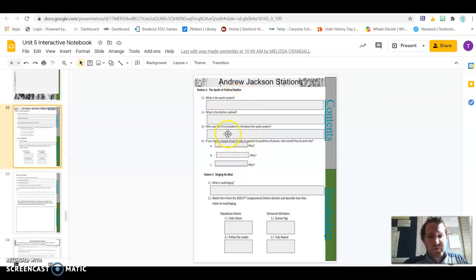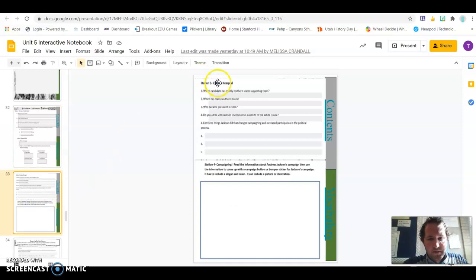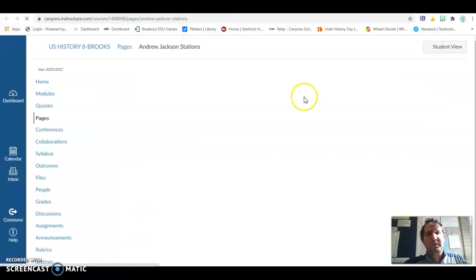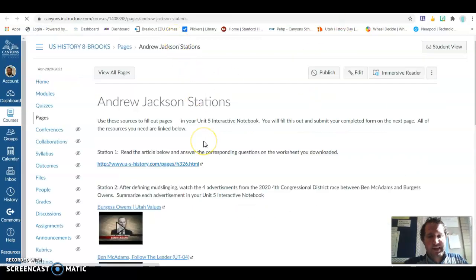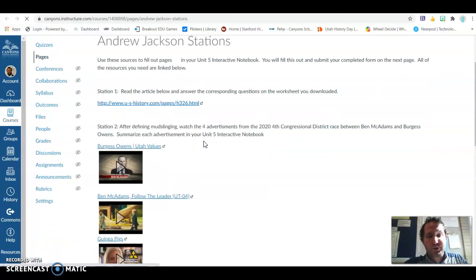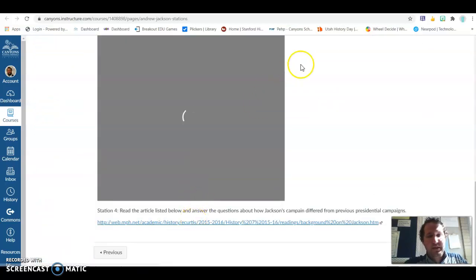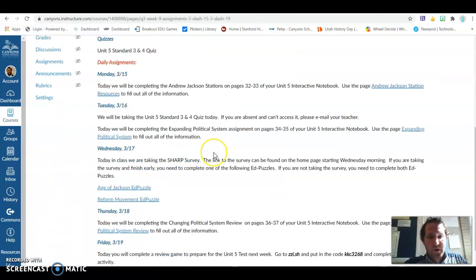You'll see there's the spoils of political battles, mudslinging, the Jackson Nearpod, and the campaign. You can find all of that information by clicking on this page right here where it says Andrew Jackson Stations, and we'll have all the resources you need to fill out and complete those stations.